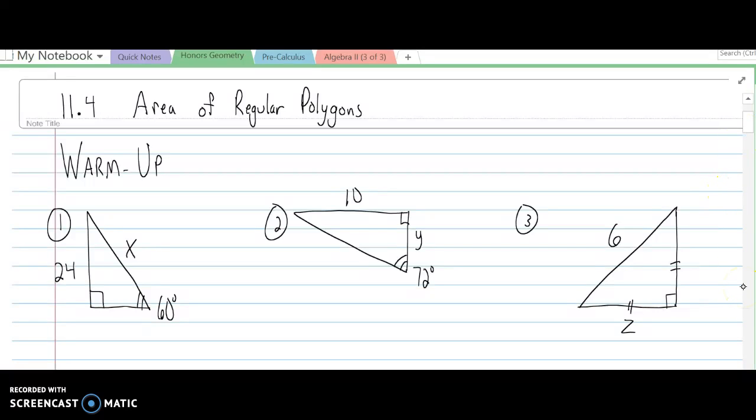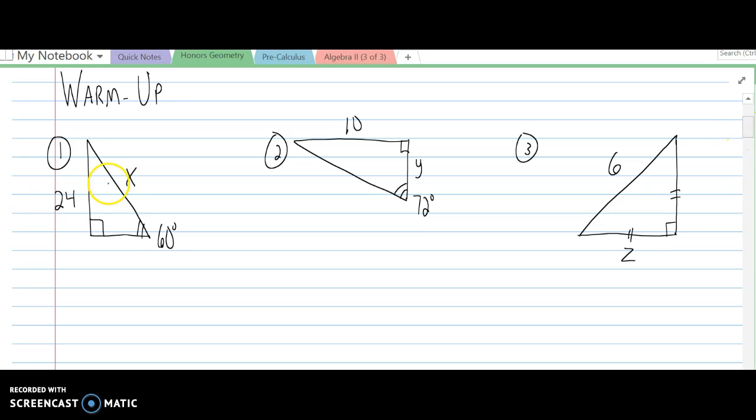This is section 11.4 on finding the area of regular polygons. To start off with, we're going to look at a few warm-up problems. The first one is to find the area of this triangle, and we're given one angle.